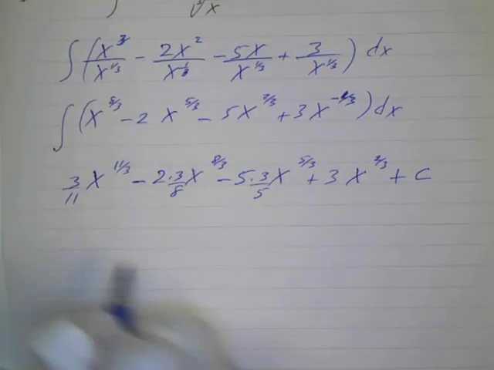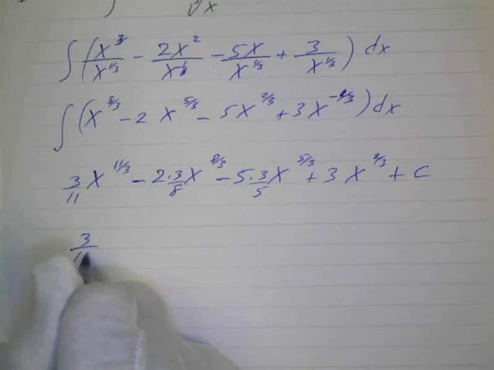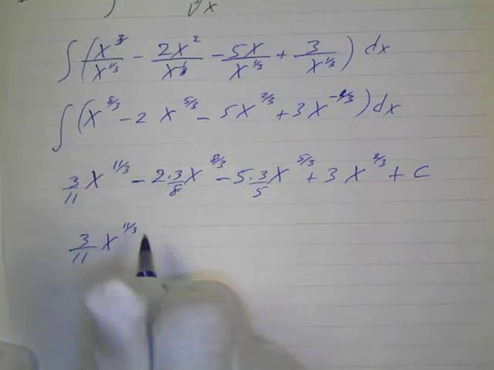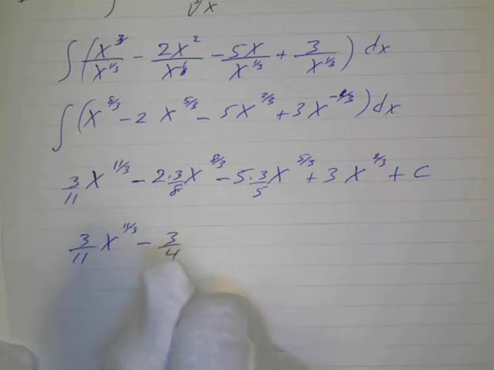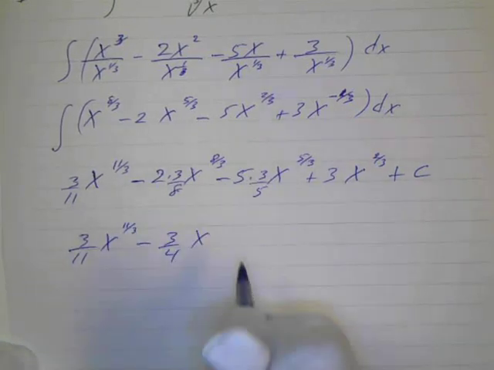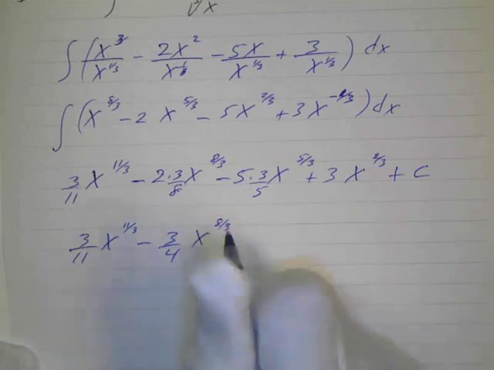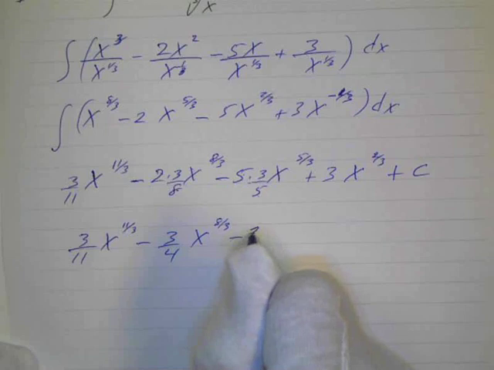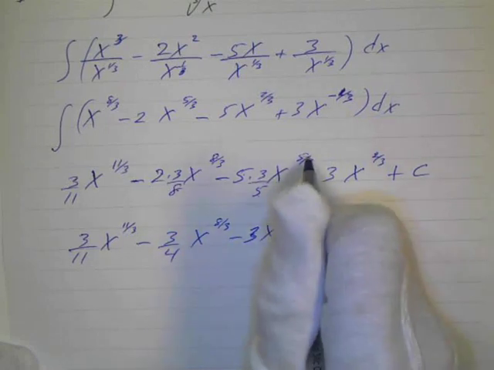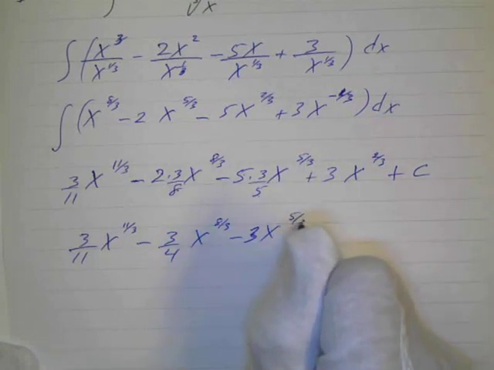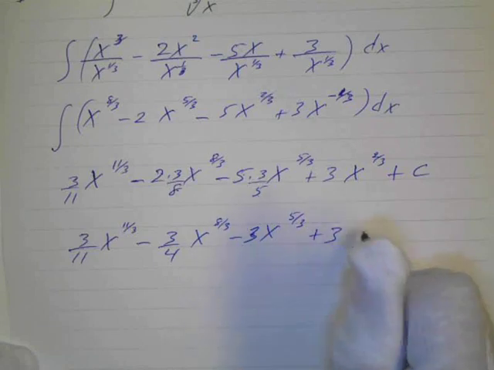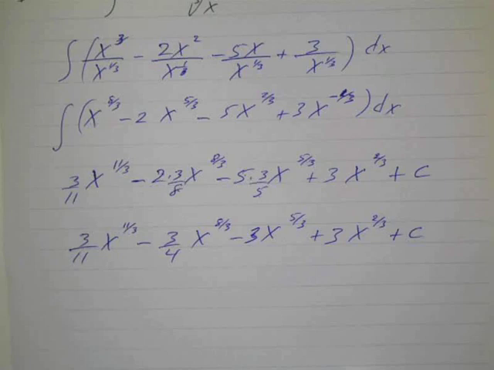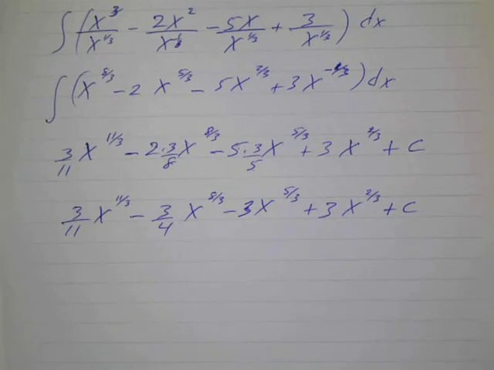And we can simplify this a little bit. So we'd have 3 over 11 times x to the 11/3. 2 goes into 8 4 times, so minus 3 over 4 x to the 8/3. 5 goes into 5 once, so minus 3 x to the 5/3 plus the same old 3, x to the 2/3 plus c. So that's one form of the answer.